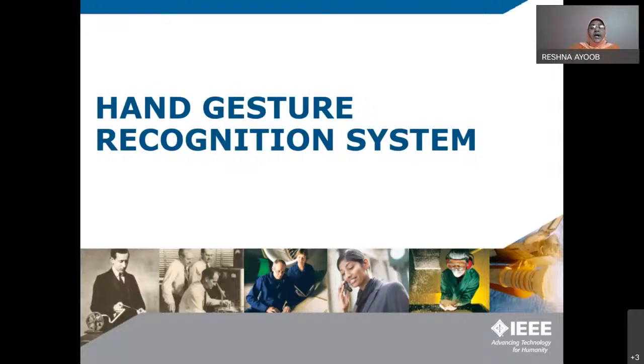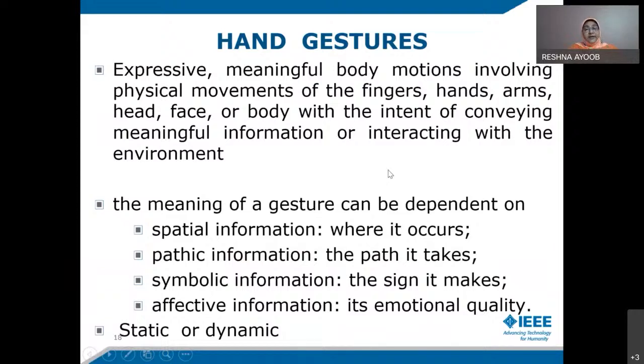So let us move on to the hand gesture recognition system. Let us see what a hand gesture is and how it can be recognized. In order to create a useful hand gesture recognition system, we first need to know the difference between hand postures and hand gestures. A hand posture is a static hand configuration, like thumbs up, which represents good. It is static. A hand gesture is defined as a dynamic movement, which consists of sequences of hand postures over a short span of time.